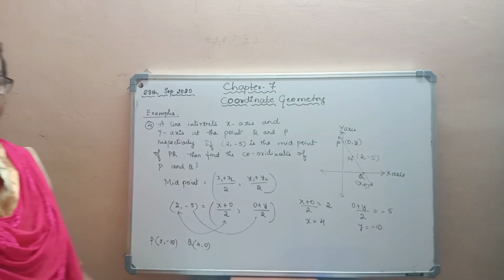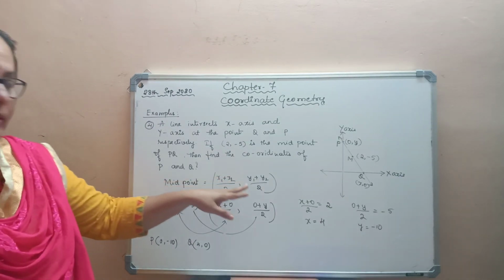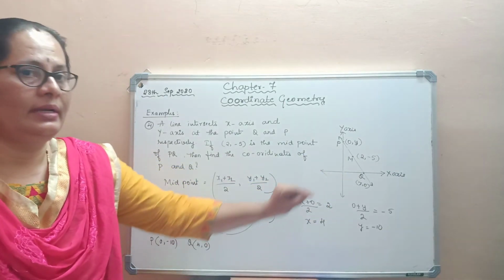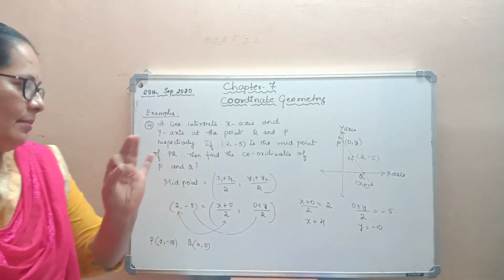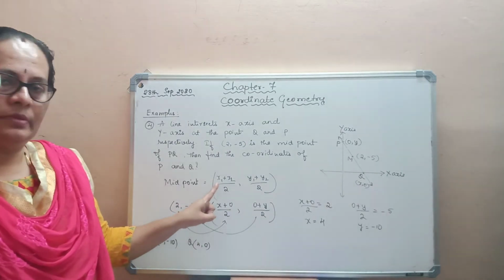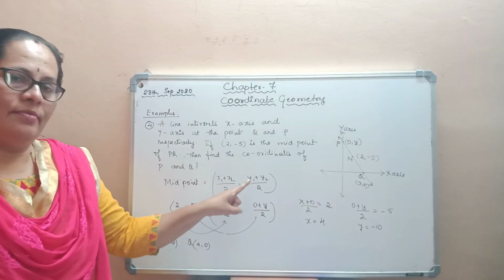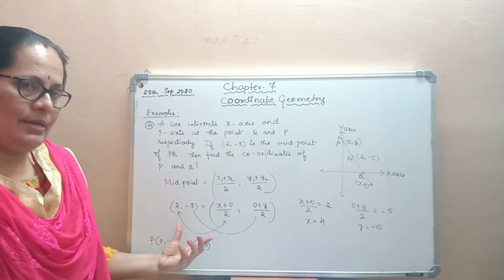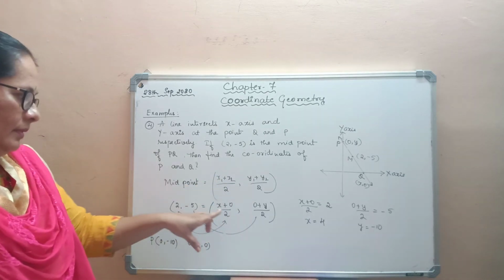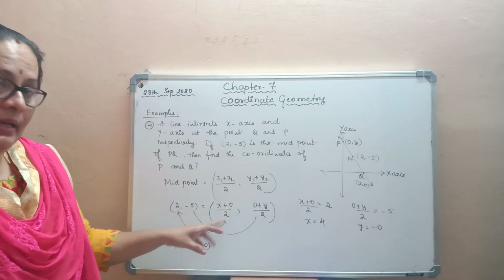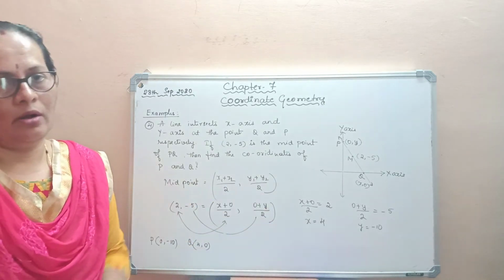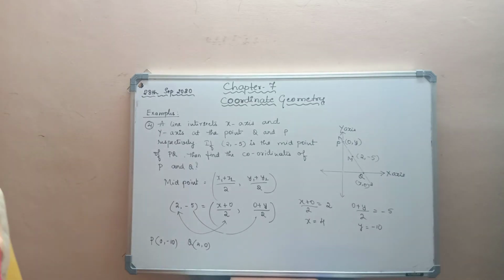So like this you have to calculate the coordinates of P and Q when the midpoint is given. To find the midpoint the formula is (x1 + x2)/2 and (y1 + y2)/2. You find this by equating the x coordinate with the x coordinate and the y coordinate with the y coordinate. Okay.